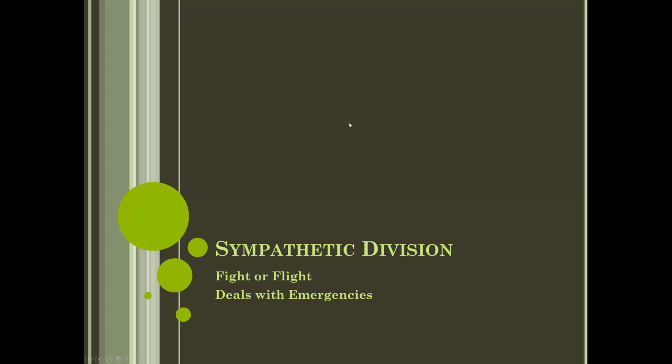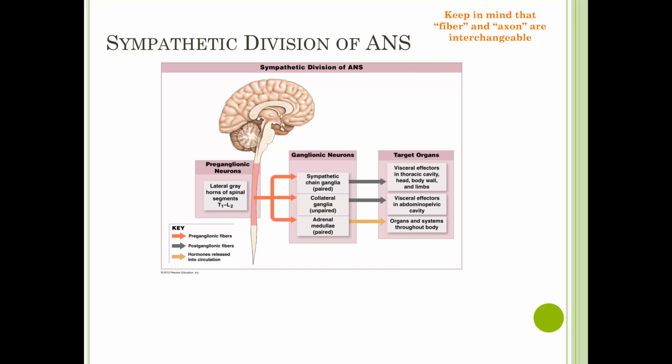So in this section, we're going to look in detail at the sympathetic division. And this is your fight or flight division, which deals with emergencies. So as we go through the anatomy of these divisions, keep in mind that in your textbook and even in these lectures, fiber and axon are interchangeable. I think your textbook uses the word fiber more often, and I sometimes flip back and use the word axon, so just keep in mind that they're both interchangeable.